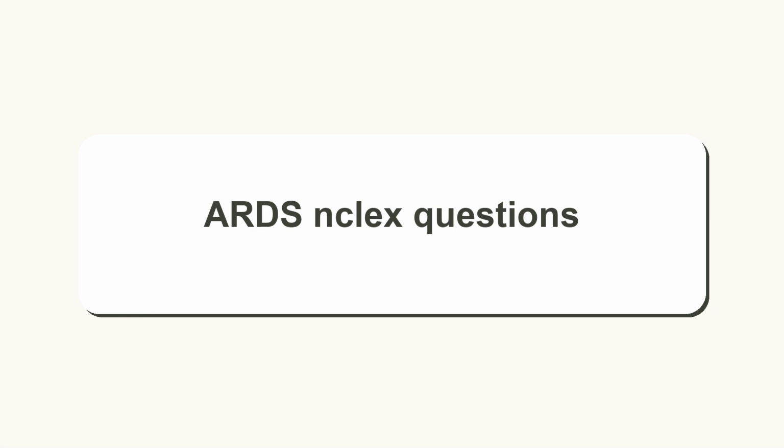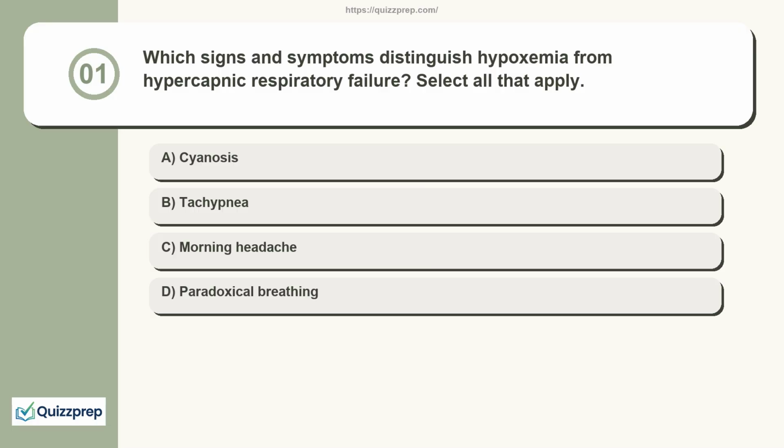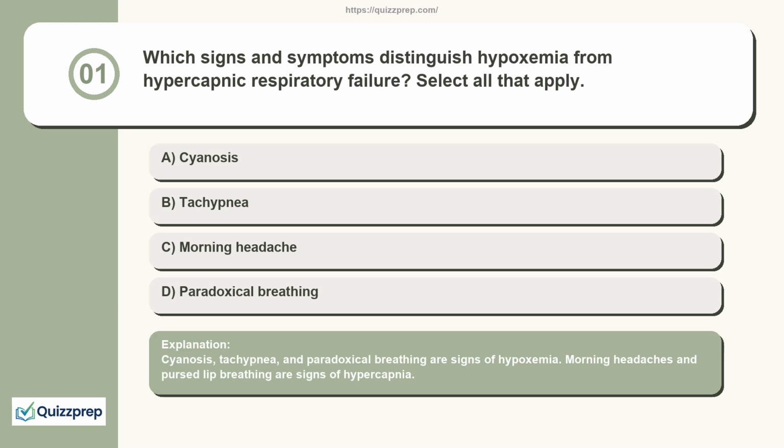ARDS NCLEX questions. Question 1. Which signs and symptoms distinguish hypoxemia from hypercapnic respiratory failure? Select all that apply. Cyanosis, tachypnea, morning headache, paradoxical breathing. Cyanosis, tachypnea, and paradoxical breathing are signs of hypoxemia. Morning headaches and pursed lip breathing are signs of hypercapnia.